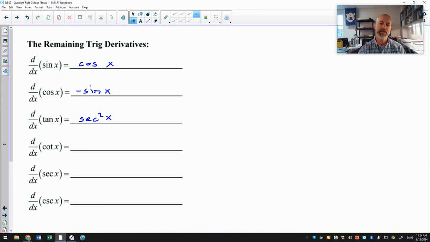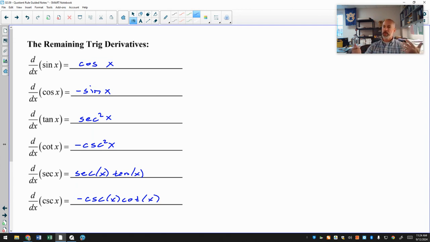We just did tangent. Derivative of tangent is secant squared x. Derivative of cotangent is negative cosecant squared x. Derivative of secant x is secant x tangent x, and yes, there is a secant and a tangent, and they both get an x. And the derivative of cosecant is negative cosecant x cotangent x. And there are your 6 derivatives. You can look at whatever patterns you need to help remember them. Most students just memorize them brute force.